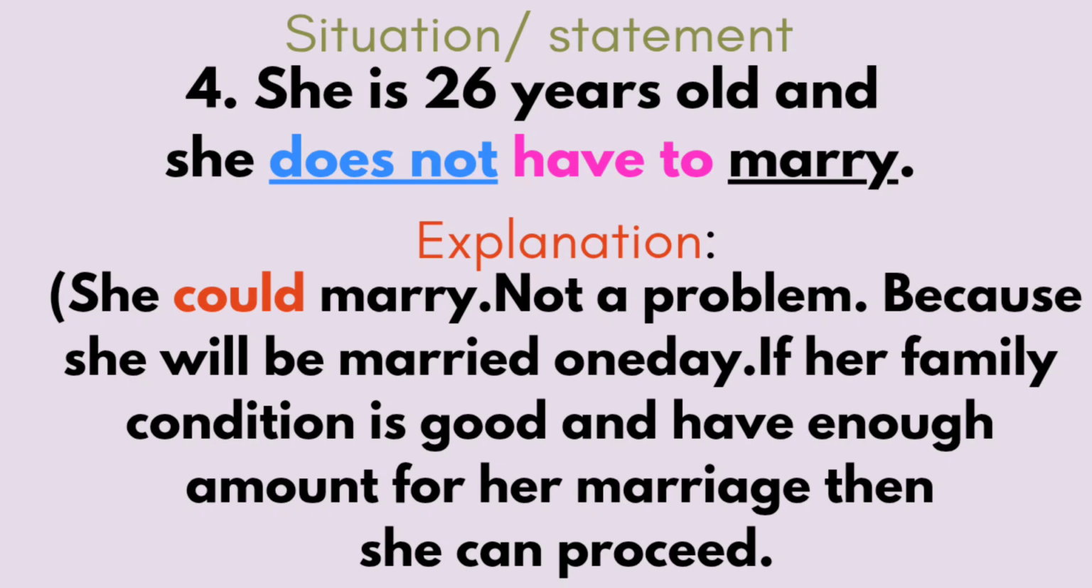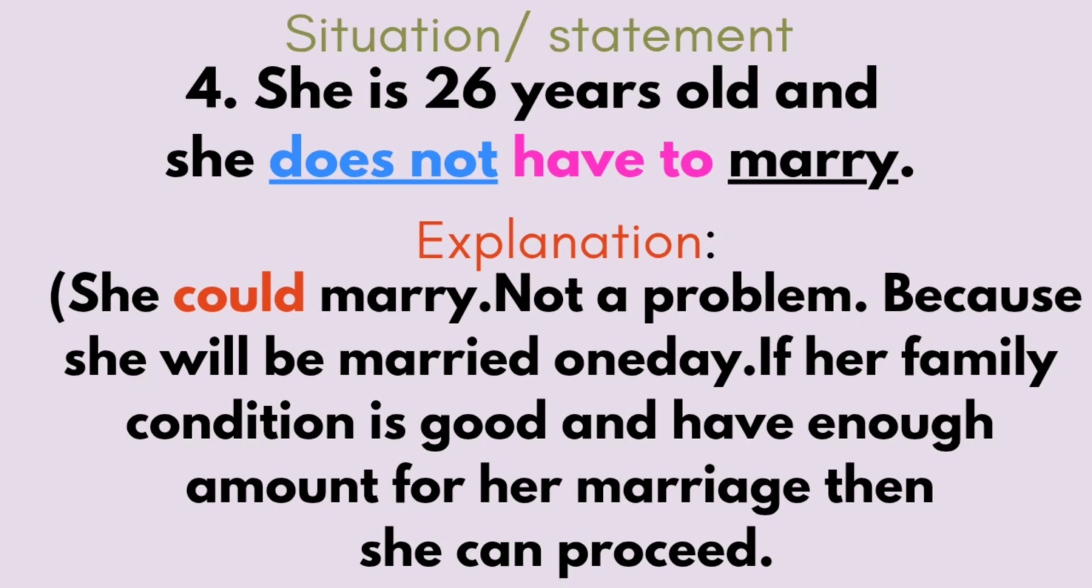Fourth example: she is 26 years old and she doesn't have to marry. This is the statement or situation. Explanation: she could marry, not a problem, because she will be married one day. If her family's financial condition is good and they have enough money for her marriage, then she can proceed. I hope you are getting the meaning.